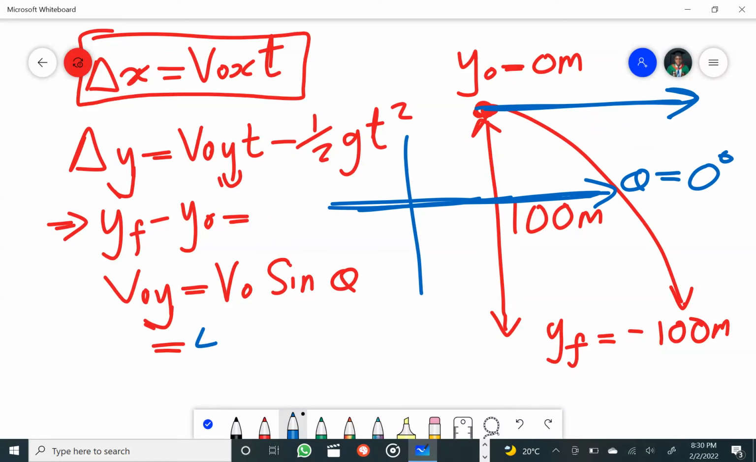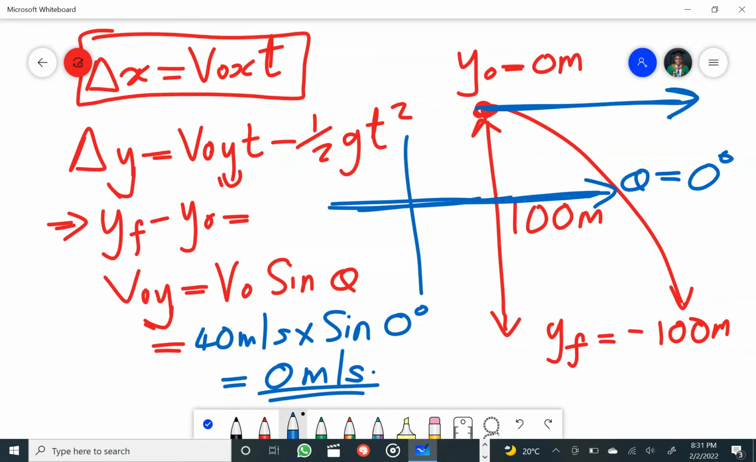So what you're going to do is, it was moving at 40 meters per second times sine 0. So what's sine 0? Sine 0 degrees is going to be 0. So you see now that it makes a lot of sense to say that the vertical component of velocity was 0.